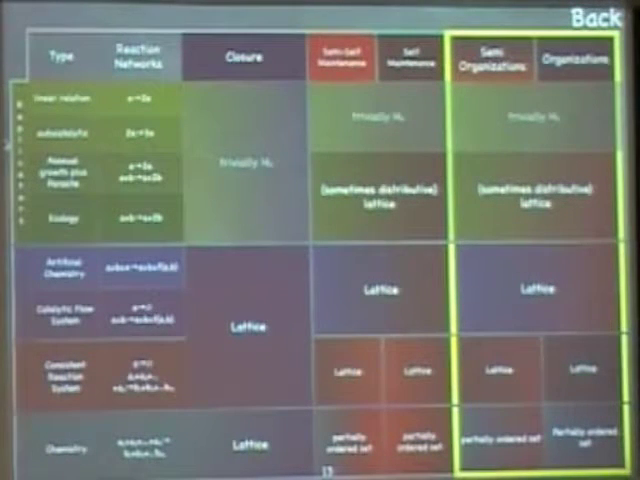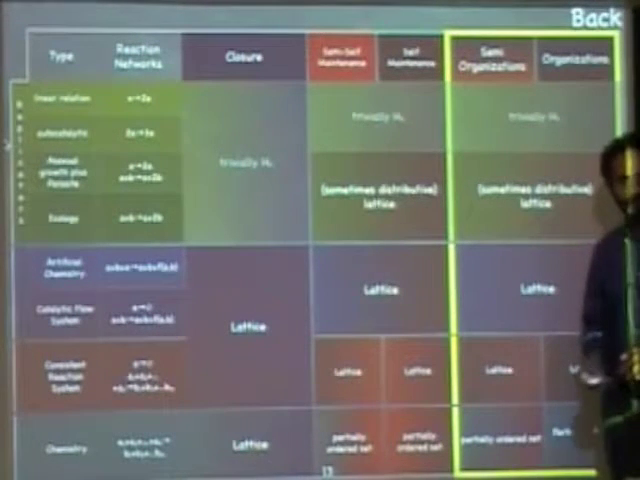And they are a lattice. From this point onward to here, from a set of replicators with parasite to a consistent reaction system, which is the system that you find inside a biological cell. From here to here, everything is a lattice. So if you're studying any of those systems, you probably should go and find out what is the lattice of these fixed points.